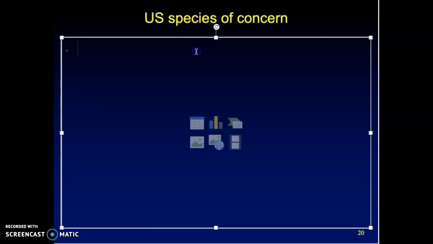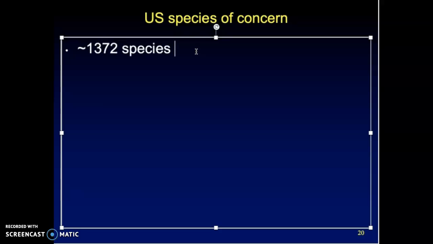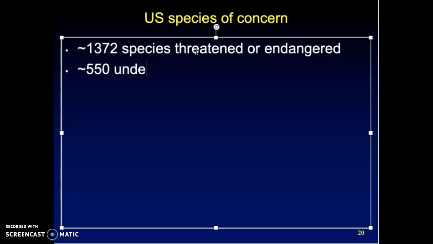We'll just call them U.S. species of concern. There's about, and these numbers are a moving target, about 1,372 species that are threatened or endangered. All right, so that's the current number. There's roughly another 550 that are under consideration, that they're being analyzed. They're looking at the classification status and doing population surveys and things like that to say, do these also get added to the endangered or threatened species list?